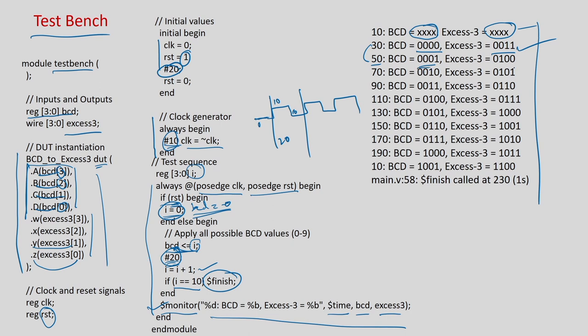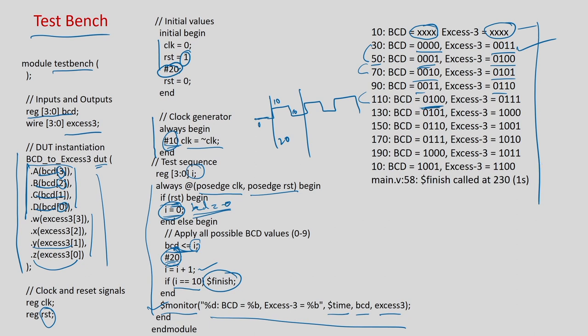I am passing 1 and now I am getting output 4, right. This is from real simulation. So this way every 20 unit of time a new value is passed and the corresponding output is observed. And you can see here that the outputs are actually correct, right.